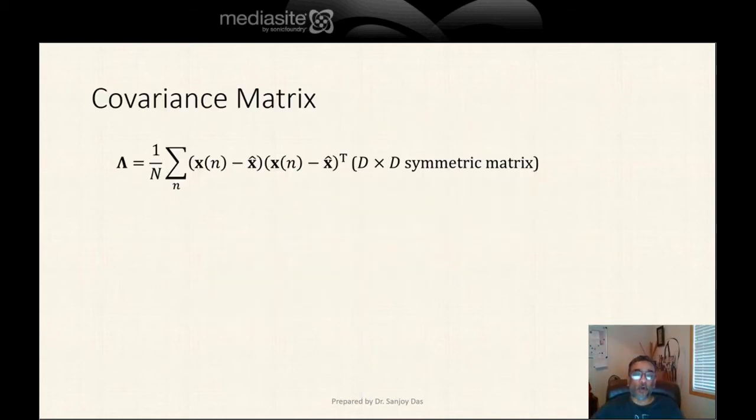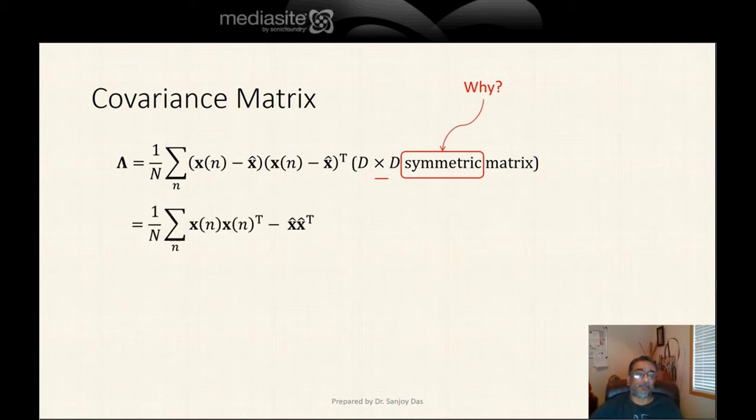So the covariance matrix, uppercase lambda, is given by 1 over n summation of xn minus x hat, xn minus x hat transpose, and this covariance matrix is a d by d symmetric matrix. Why it is symmetric is going to be evident in just 2 more steps.